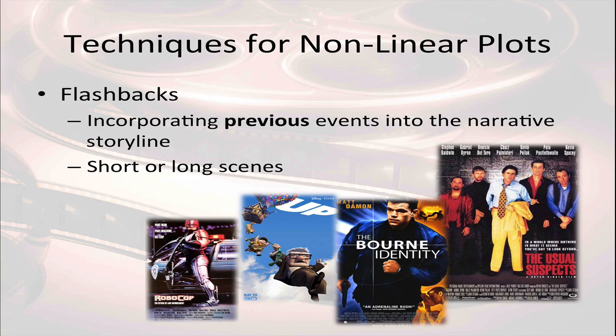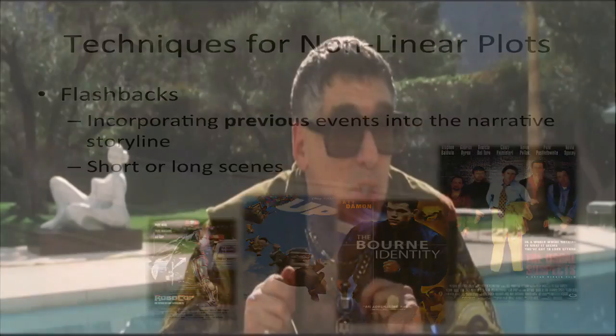So here are some techniques that we commonly see in non-linear plots. These are things that filmmakers do in order to take the beginning, middle, and end typical plot map and change it up a bit. Tell it not exactly in the ABC order. Number 1, the use of flashbacks, which by definition is incorporating previous events into the current narrative storyline. Pick almost any movie. The plot is moving along, we're learning about characters and they are doing things, but then all of a sudden we get a flashback, something that happened before the current narrative time. That technically is a non-linear plot.